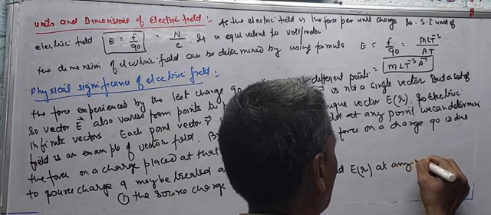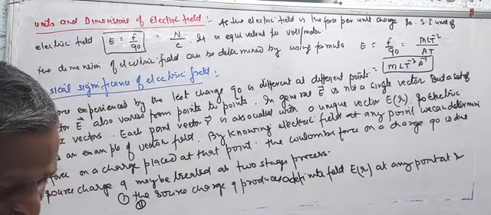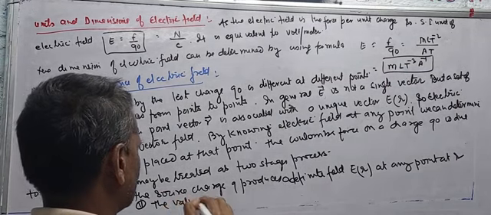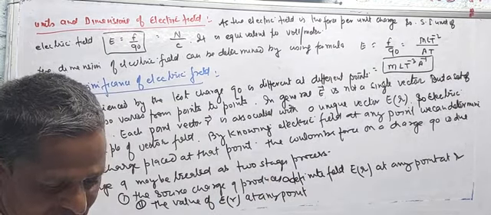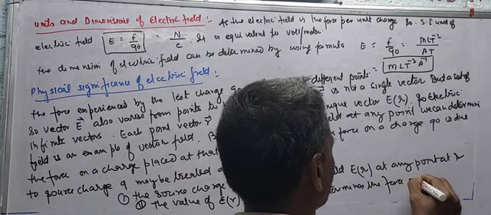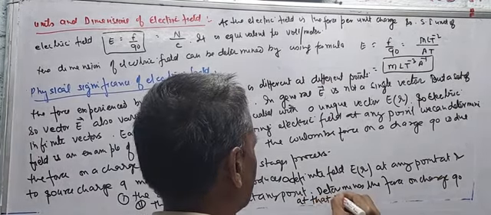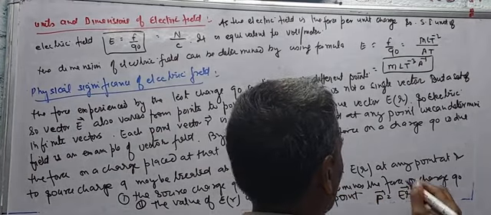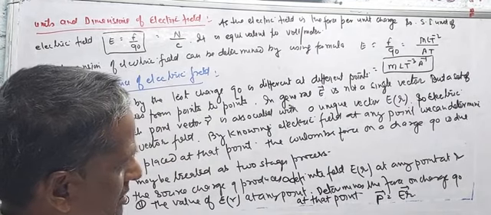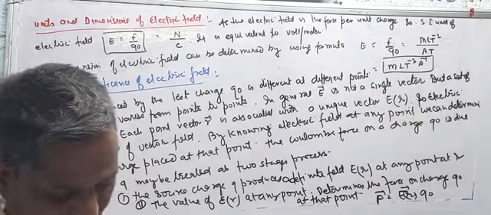At any point r. Second, the value of E(r) at any point determines the force on charge q0 at that point, and it becomes F vector equal to q0 times E(r) vector.